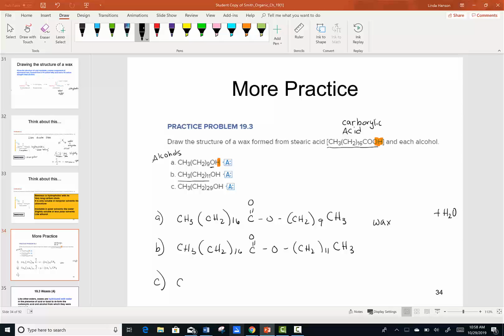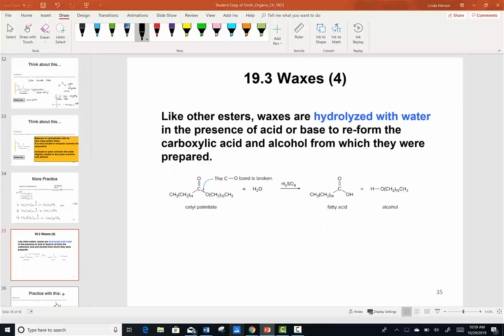And finally in the letter C, we're seeing the pattern. CH2 taken 16 times, the carbonyl carbon, now bonding to the oxygen from the alcohol. And this one has 30 carbons altogether. So in a row, we'd have CH2 taken 29 times and ending the tail with CH3. Pretty comfortable with those practices.